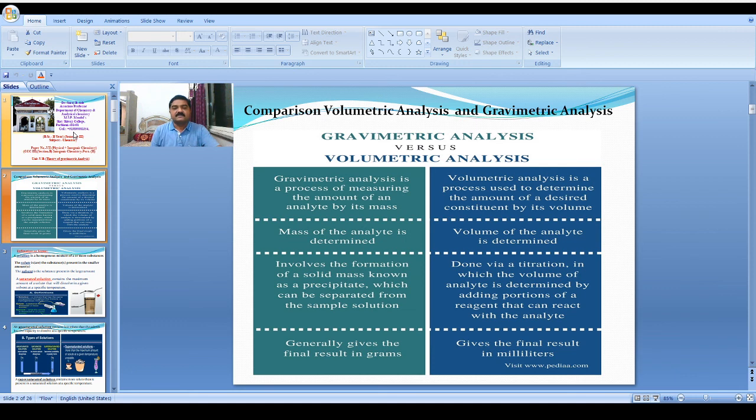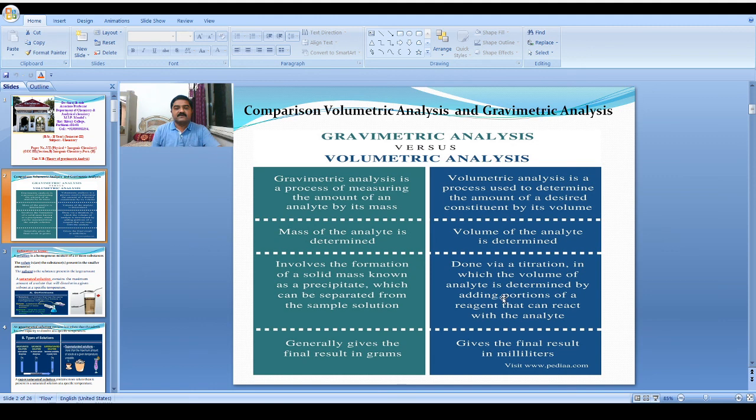Third, gravimetric analysis involves the formation of a solid mass known as a precipitate. The precipitate means the insoluble form of the compound which can be separated from the sample, and in volumetric analysis it can be done by titration, the titrimetric method, in which the volume of the analyte is determined by adding a portion of reagent that can react with the analyte.